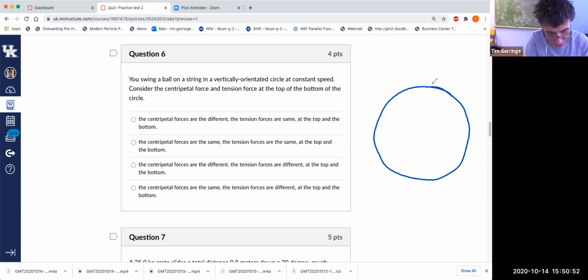So here's the vertical circle that the ball is swung in. And there's two interesting moments, when it's at the top and when it's at the bottom. And so we're going to think about those two moments. There are two individual forces that act on the ball. One is the weight, that's always present. And one is the tension force in the string. And those are going to combine to make a net force, which is the centripetal force.